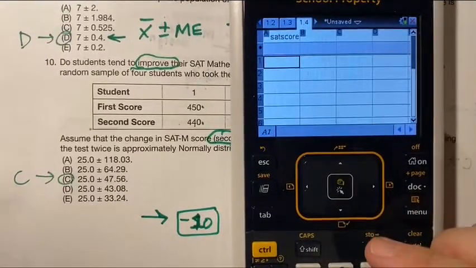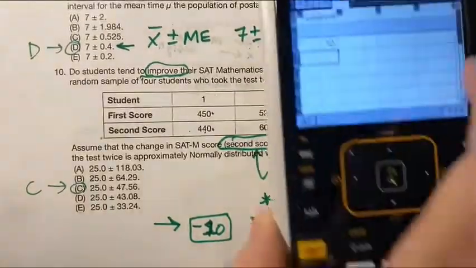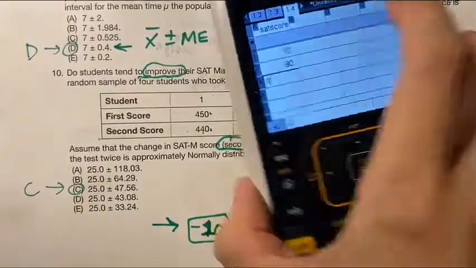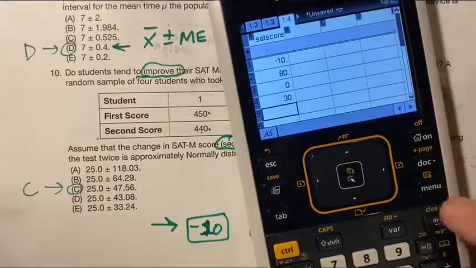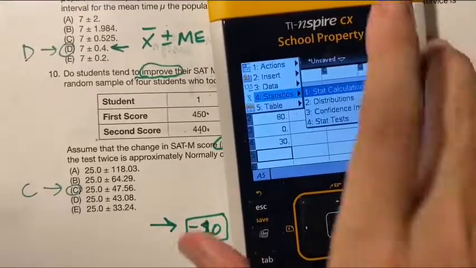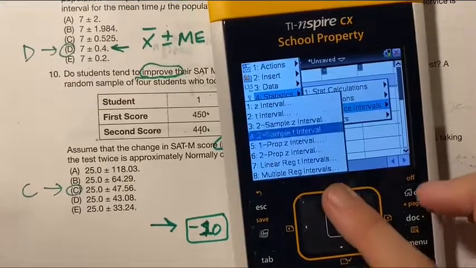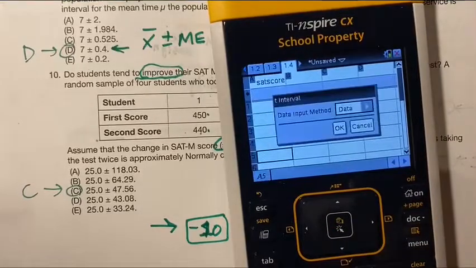Okay, SAT scores. My first person's score dropped 10. The next went up 80. The next was no change. The next went up 30 points. Now my data's in. So I'm going to make my calculator do a confidence interval. We only have 4 data points, so this is definitely a T.